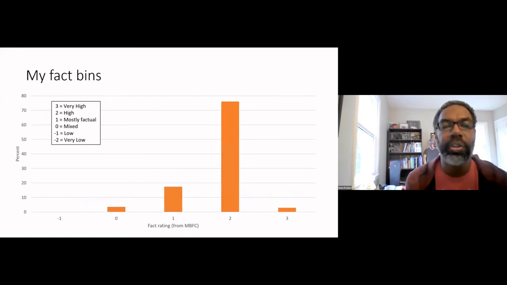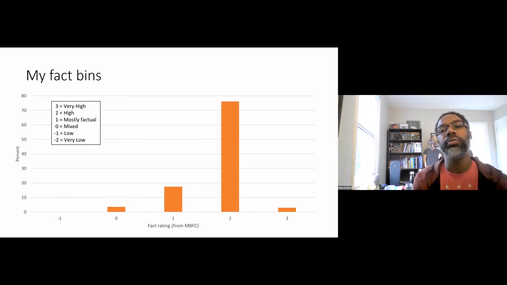What you're looking at here is called fact bins. And so basically what I did was I looked at the total number of links that fell into various fact content bins. And if you recall, the 0 bin corresponded to a media bias fact check value of mixed. 1 corresponds to mostly factual. 2 corresponds to high fact content. And 3 corresponds to very high fact content.